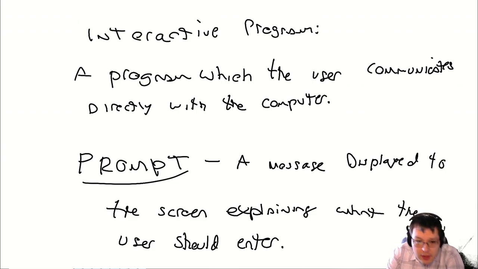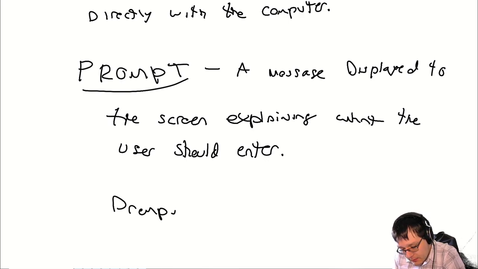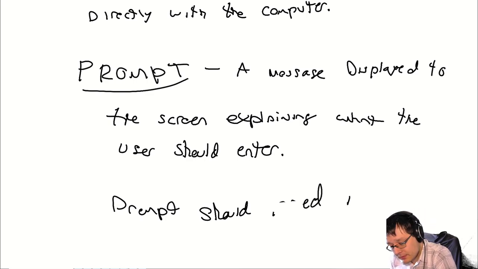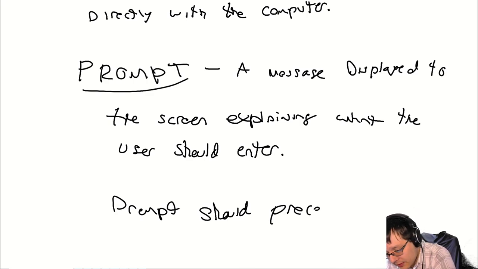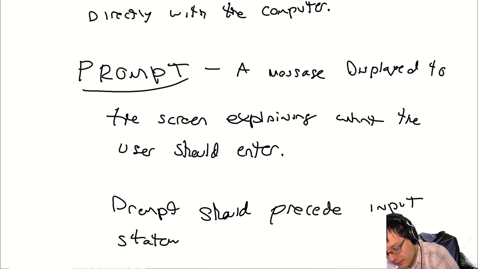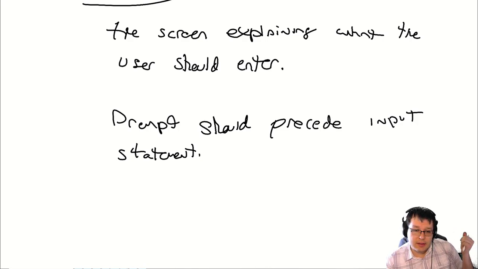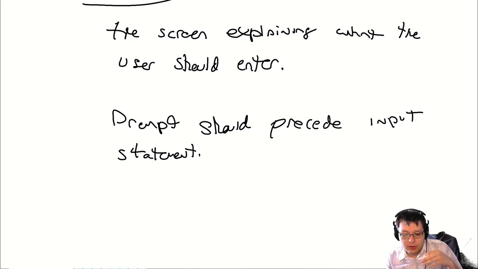And usually a prompt should precede the input statement. I cannot spell precede. Precede. The input statement. Okay? So first you're gonna see out that good fine evening gentlemen thing, and that's from Django Unchained. And then you're gonna go ahead and see in into the variable that you're storing, so the radius.